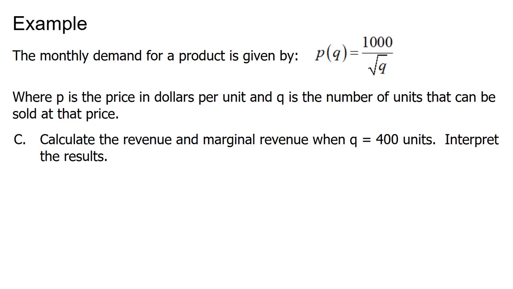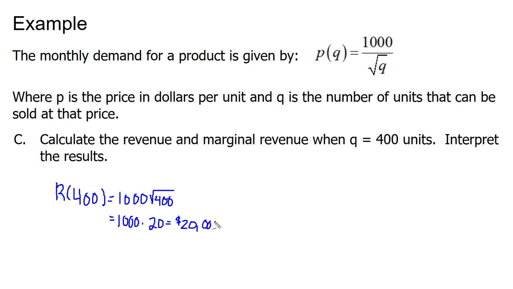Next, we're supposed to calculate the revenue and marginal revenue when Q equals 400. If we first start with the revenue function, we know the revenue at 400 is going to be 1,000 times the square root of 400. Square root of 400 is 20, so that's going to be $20,000. So if we have a demand of 400 units, our revenue is going to be $20,000.